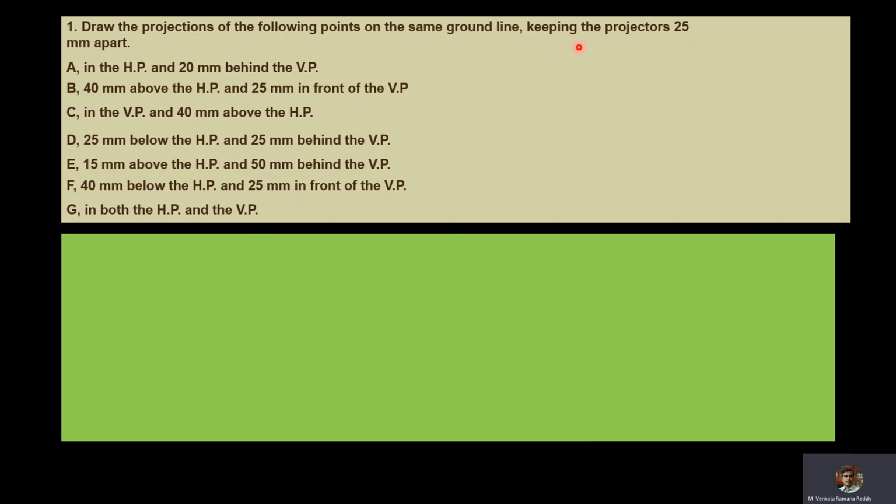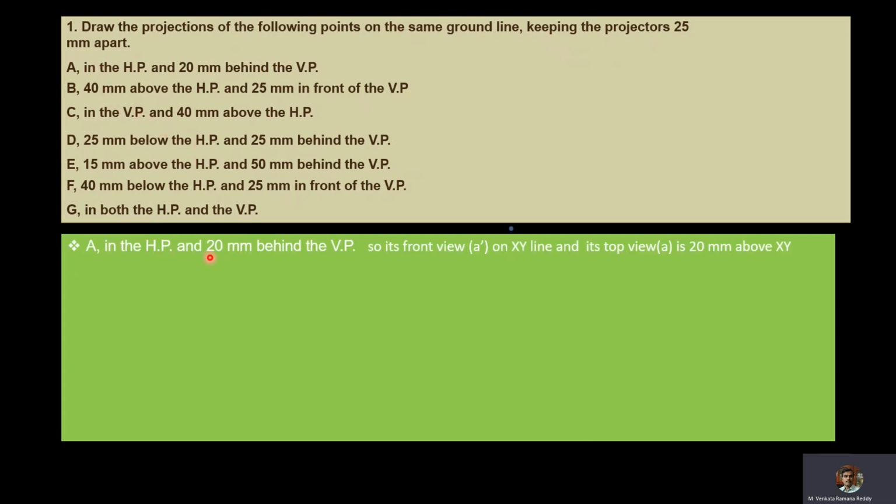So here we need to keep a gap of 25 mm between two consecutive projectors. So first we'll draw the solution for all these points. Before drawing the solutions for all these points, we need to have a basic idea about projection of points in different quadrants. So first, point A.